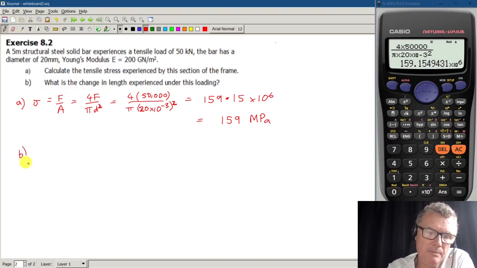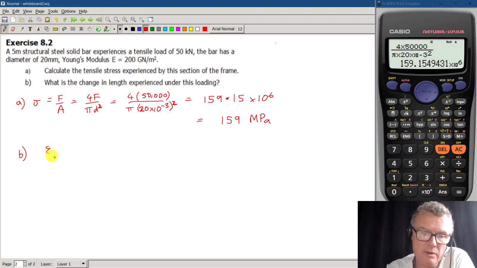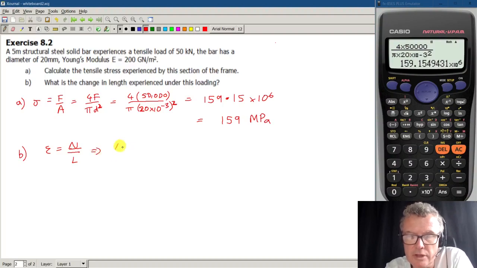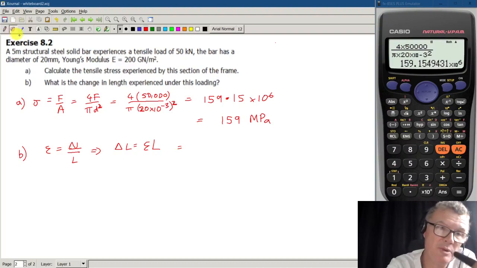Okay, for part B, we're looking for change in length. So we think to ourselves, what's an equation with change in length in it? Well, I've got the strain is equal to the change in length divided by the original length. We're looking for the change in length, so change in length equals strain times the length that I'm looking at. How do I get the strain? Well, I know that strain is, I'll probably have to jigger around with some formulae here. So at the moment, I'm going to stop there.